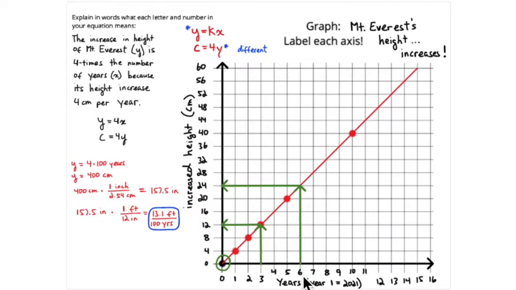So 4 times 6 is 24. So if it's 6 years, 4 times 6 is 24 centimeters. So you read over here to the y value. On the y-axis, that tells you it's 24 years.